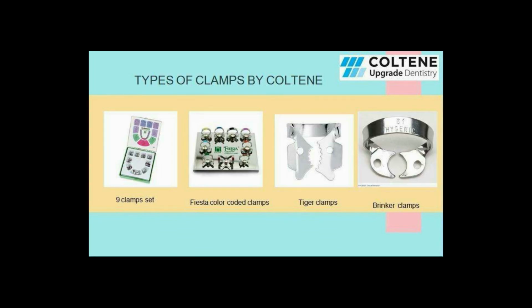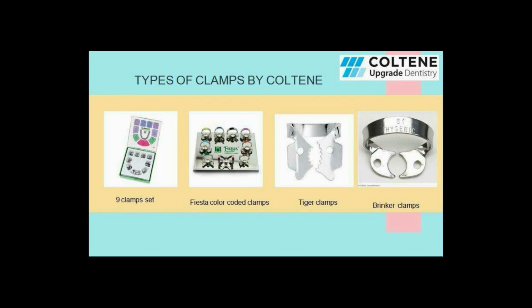So next we will talk about the various types of clamps which are available by Coltene. The first one is the 9 clamp set. That is a beginner clamp set which has a very limited number of clamps, so it is quite easy for us to use them. The second one is the Fiesta color coded clamps. As the name itself indicates, these are color coded clamps, so it is quite easy to use them, along with a user's guide available. A very important and specific feature of this clamp kit is that it has an autoclavable organizer available with it. So you can easily keep your clamps over the autoclavable organizer and sterilize them without the fear of losing them.